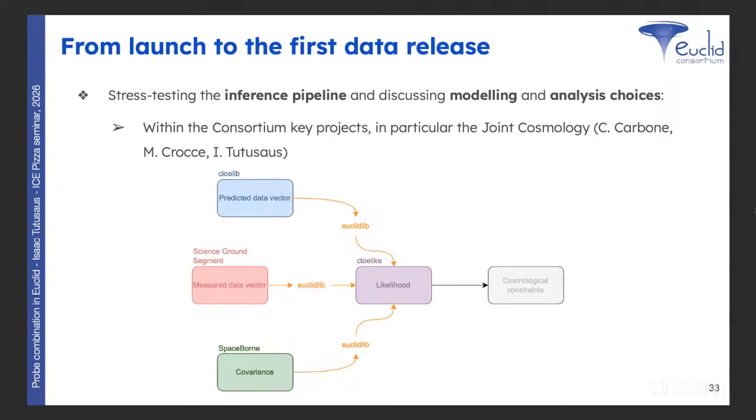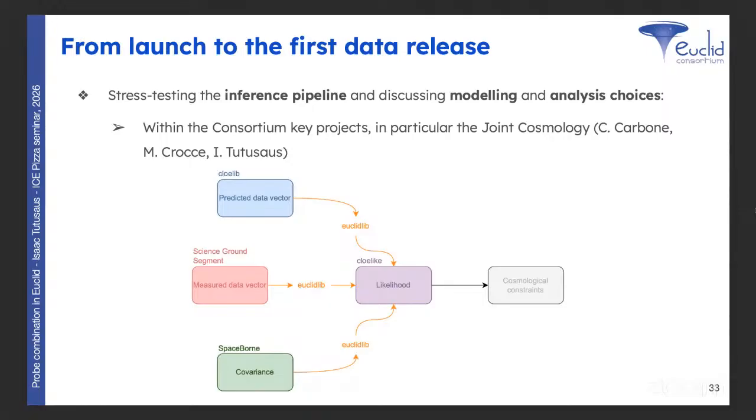Now, we do this in multiple key projects defined within the consortium. There are multiple projects that have been defined, each one in charge of different parts of the analysis. In particular, there is this joint cosmology key project that we coordinate with Martin here and Melita, that puts together everything with the goal of providing the final results, the final constraints on cosmology.